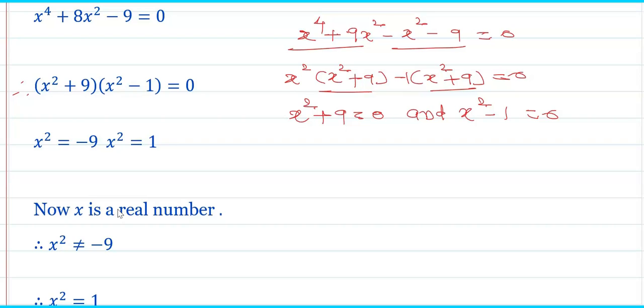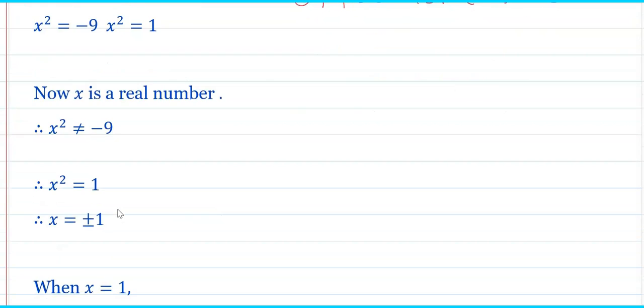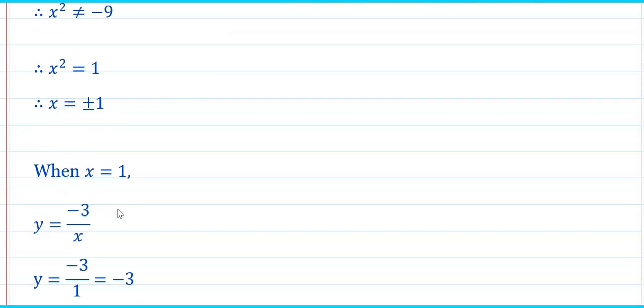Okay. x square is equals to minus 9 is not possible because x is a real number, and the square of any real number is positive. Therefore x square is equals to minus 9 is not possible. Therefore x square is equals to 1. If you take the square root on both sides, then you will get x is equals to plus or minus 1. Okay. Now, first what value of x do we take?